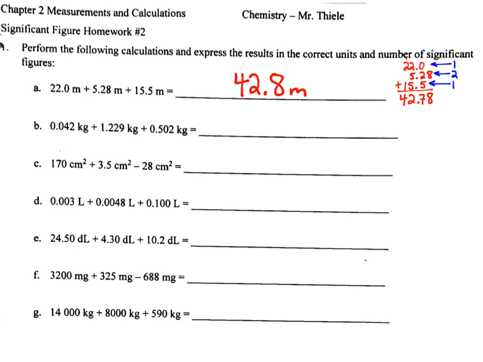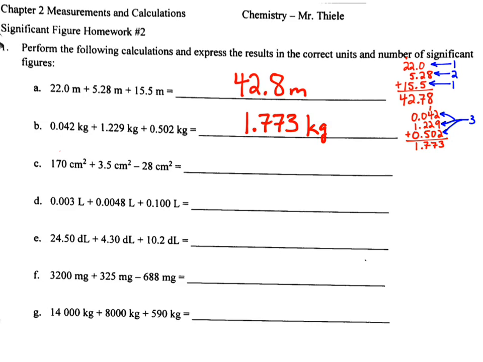Next we have 0.042 kilograms plus 1.229 kilograms plus 0.502 kilograms. We stack these again. We end up with 1.773. Now we identify the number of digits to the right of the decimal point in each of our given measurements, and that is 3 for all of them. So we will round to 3 digits to the right of the decimal point, and that gives us the answer that we just got, 1.773 kilograms.